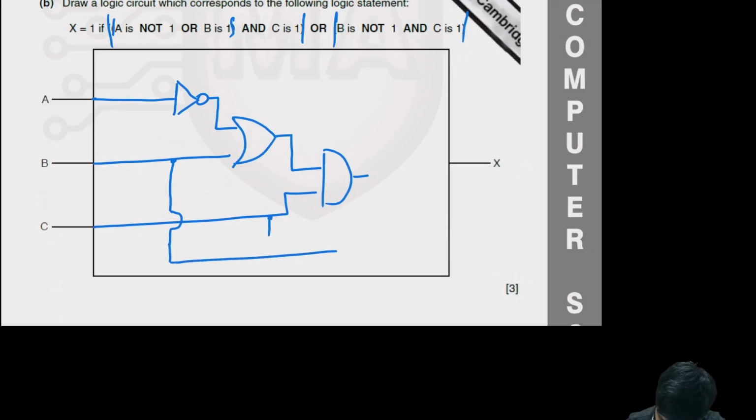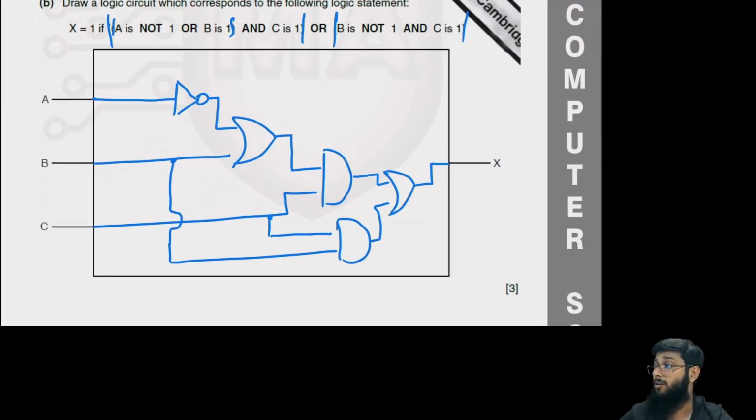So this was for C. B is not 1 and C is 1. Now both of the conditions are connected together with an OR gate. What are they connected with? With an OR gate. So this is how you are going to draw that part. This is how you are going to do this question. Actually, you draw the circuit against this thing.